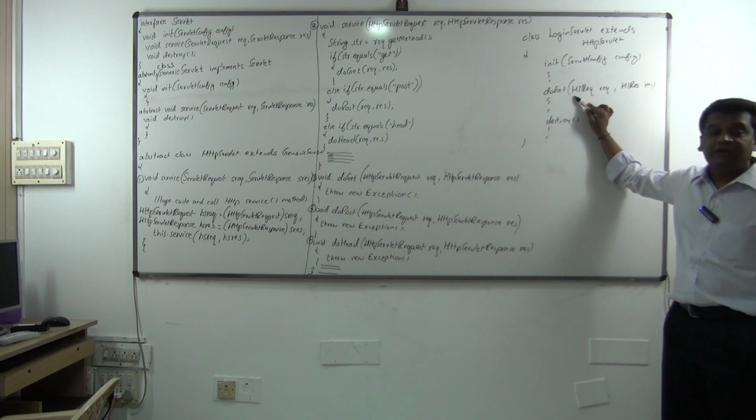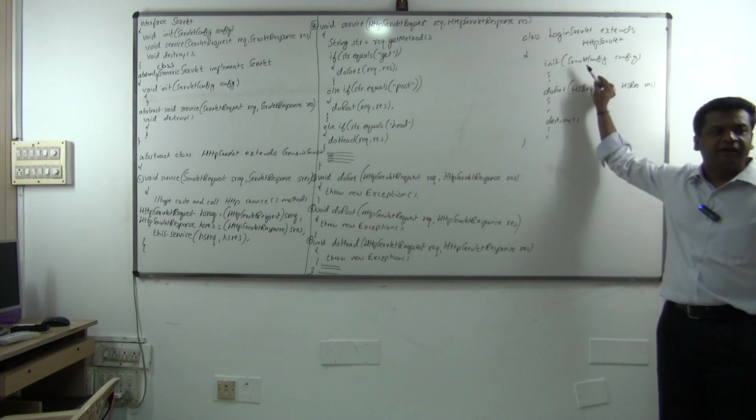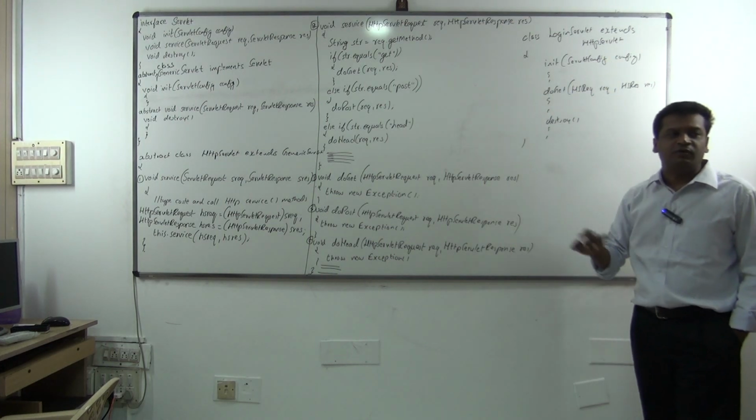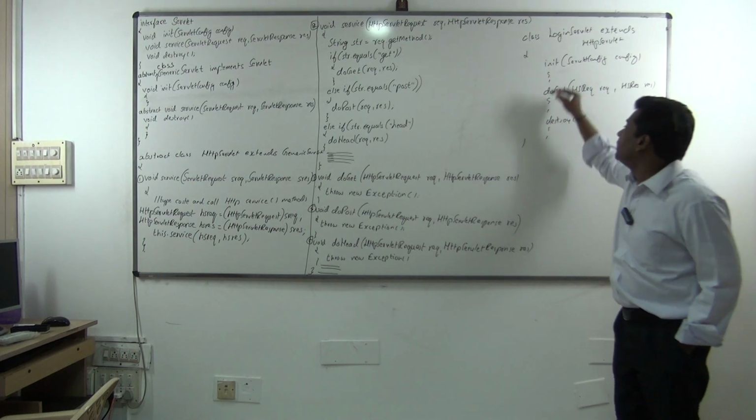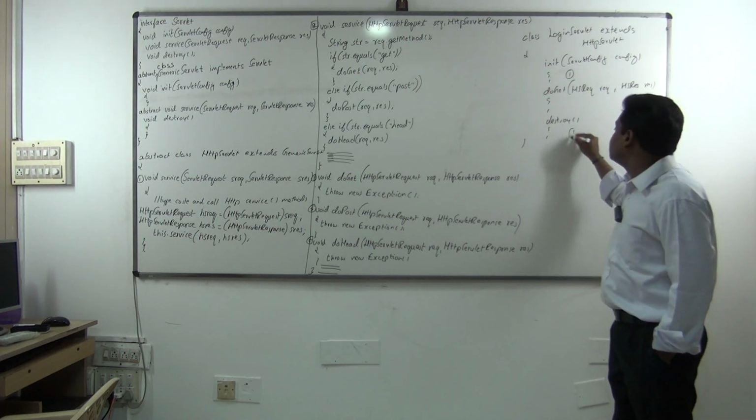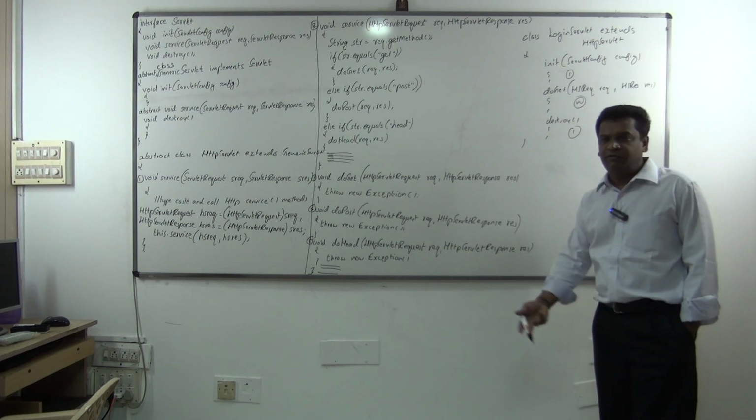In fact doGet is purely coming from HttpServlet only. init and destroy are coming from the Servlet interface. Like that they'll be inherited and you can override this. And it has been so designed that init will execute only once. You know that now? Okay. And destroy also will execute only once and doGet will execute n number of times. This is what we have been learning now.